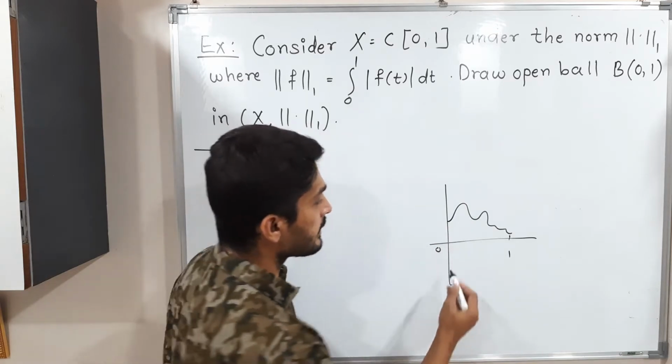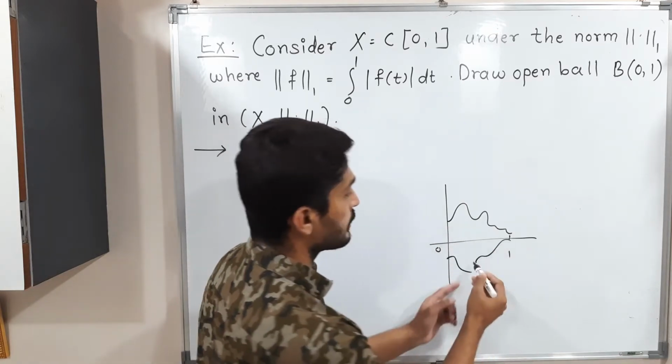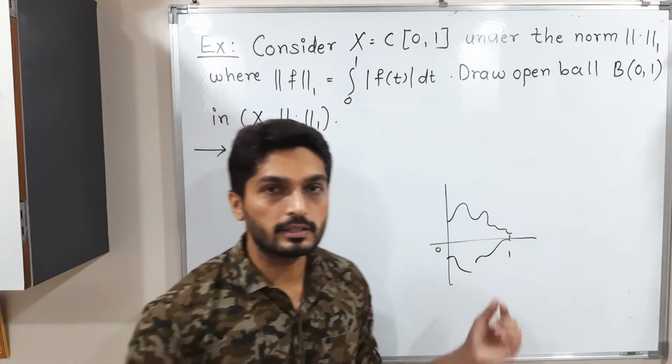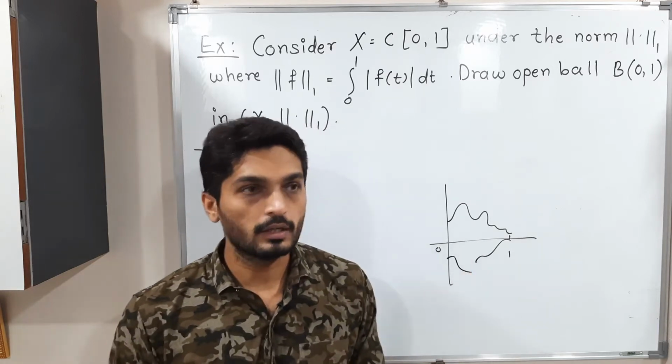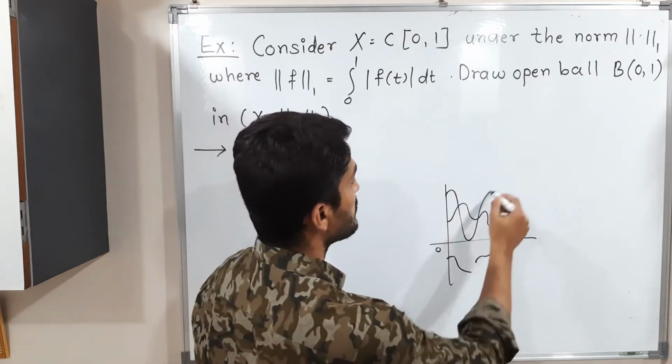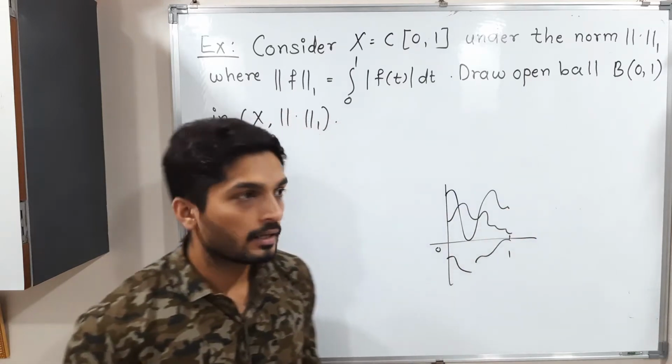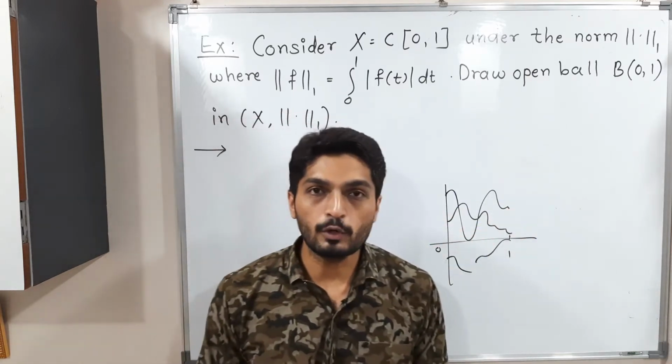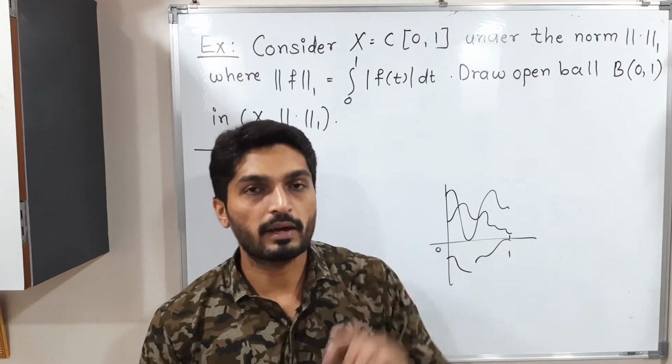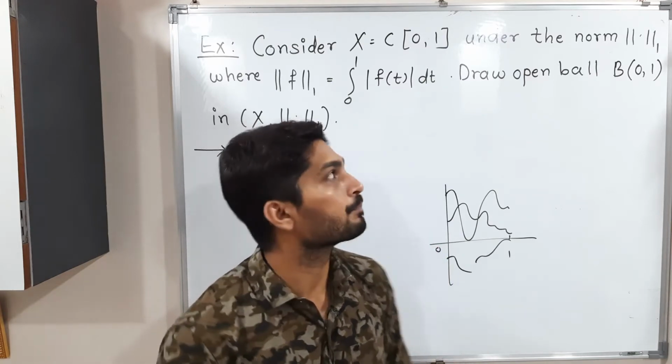If there is any discontinuous function, suppose this is a discontinuous function which has a discontinuity here, then it's not a member of X. But if you have a function like this, it is continuous, there is no break, and it is defined on closed interval 0 comma 1, so it's a member of this family. Such functions we have.